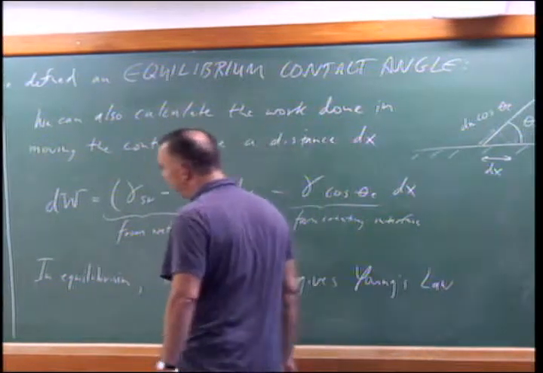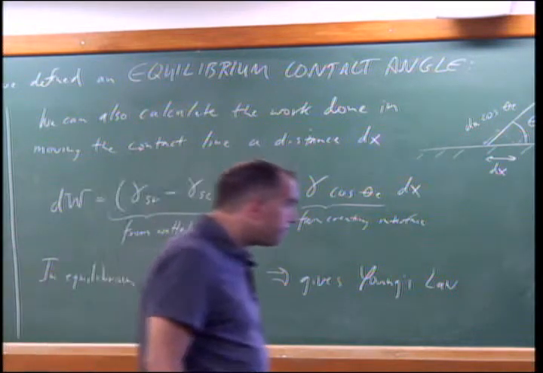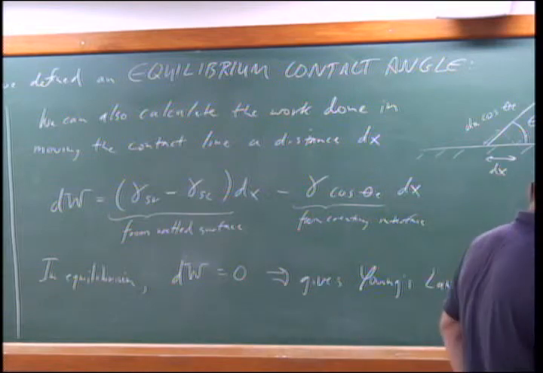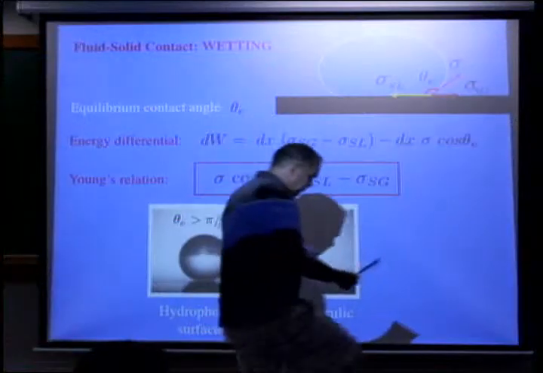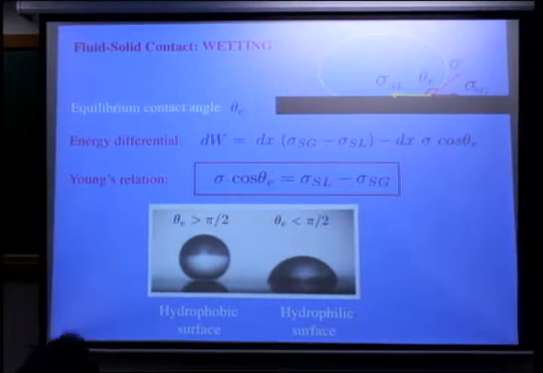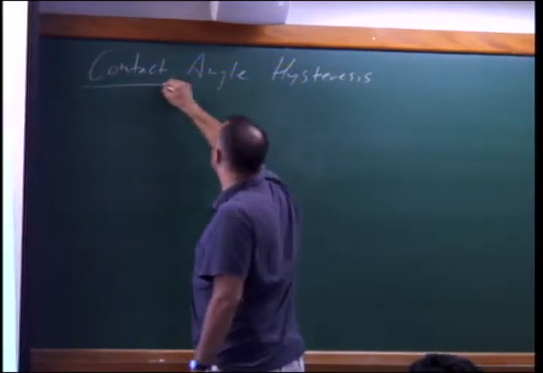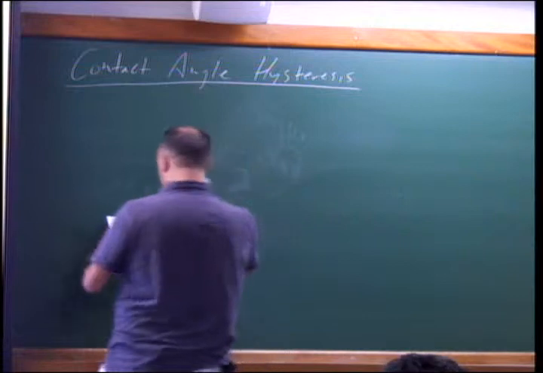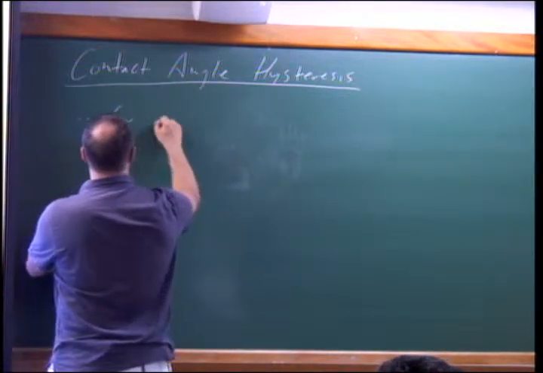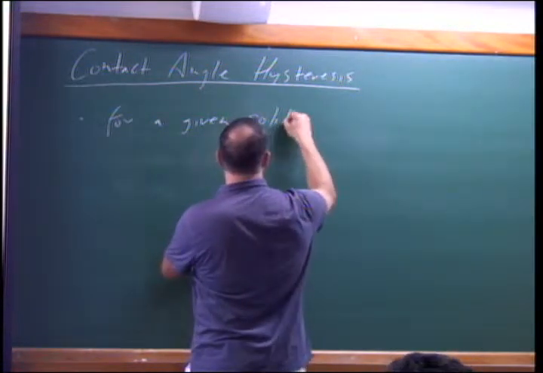Okay, so that's a very simple view, and it would be nice if that was all there was to it, the wetting of solids by liquids. But alas, there's complicating physics in the form of contact angle hysteresis. It's simply an observation that there's a finite range of static contact angles for a given solid and liquid.